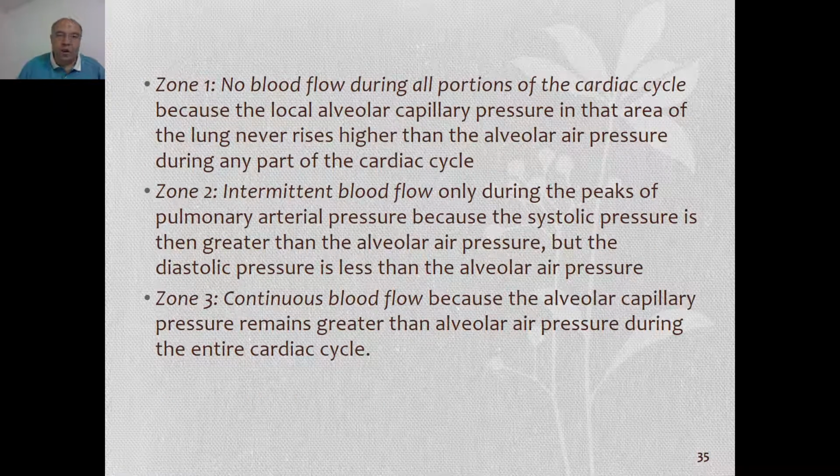Zone 1. No blood flow during all portions of the cardiac cycle because local alveolar capillary pressure in that area of the lung never rises higher than the alveolar air pressure during any part of the cardiac cycle. Zone 2. Intermittent blood flow only during the peaks of pulmonary arterial pressure because the systolic pressure is then greater than the alveolar air pressure, but the diastolic pressure is less than the alveolar air pressure. So only in the systolic phase of the cardiac cycle will the blood flow.